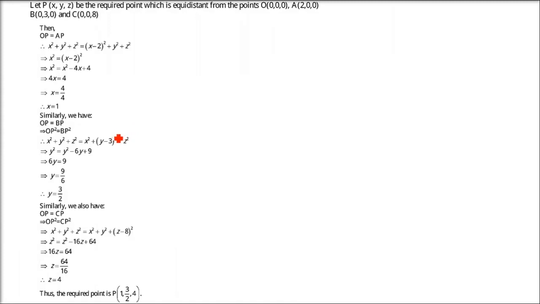Now the question number, this one is 15. Find the coordinates of the point which is equidistant from the 4 points. So we have to take a point which is equidistant from 4 different points in 3D. The question is quite strategically made, and I'll tell you how. First, let us take this point as P, with coordinates X, Y, Z.